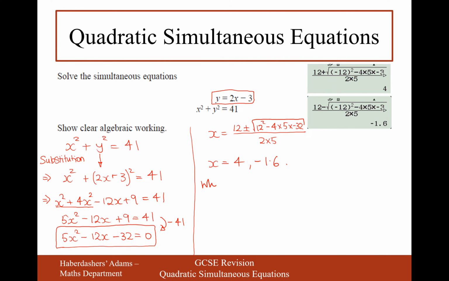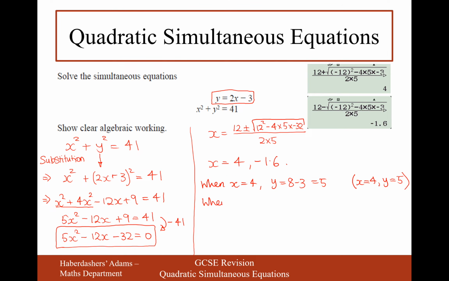So when x equals 4, we can use the easier of the two equations to work out what y needs to equal. It's going to be 8 minus 3, because 2 times 4 is 8. 8 minus the 3 gives you 5. So one pair of solutions is going to be x equals 4, y equals 5.